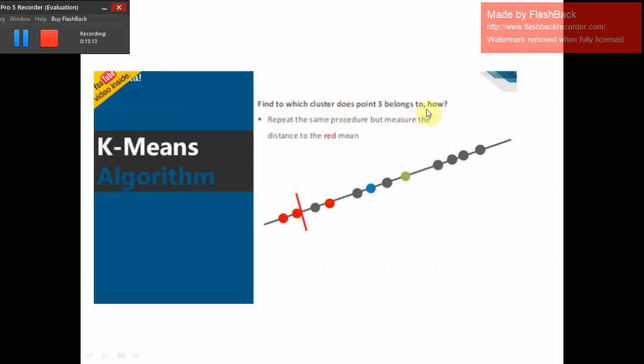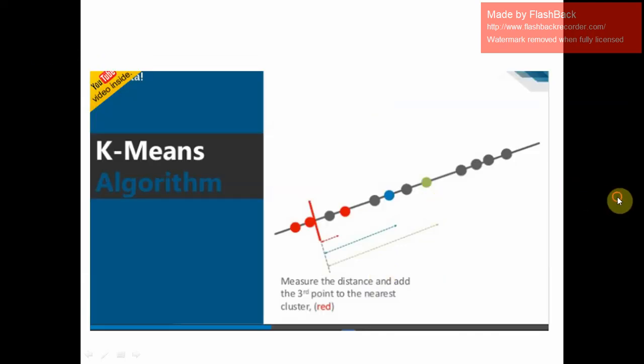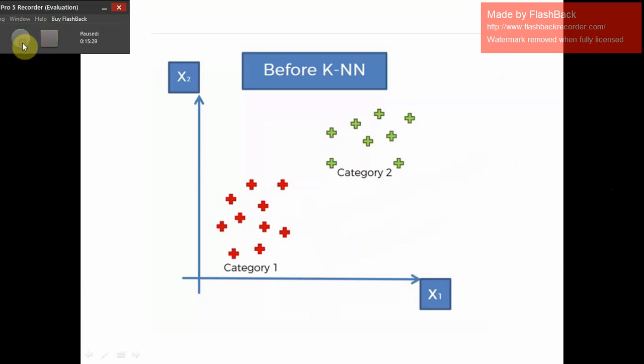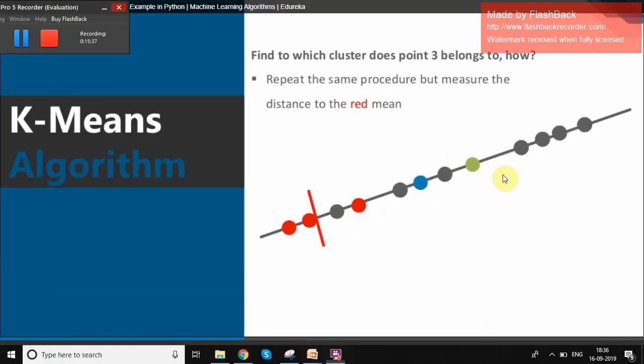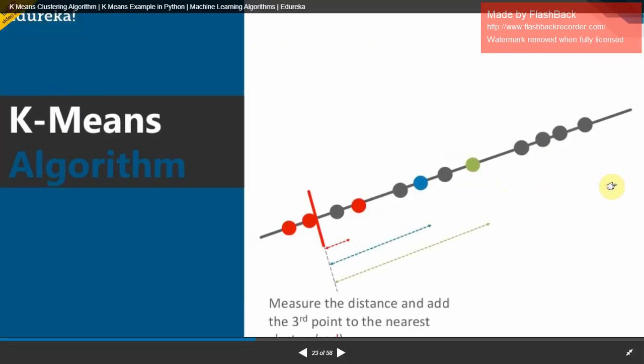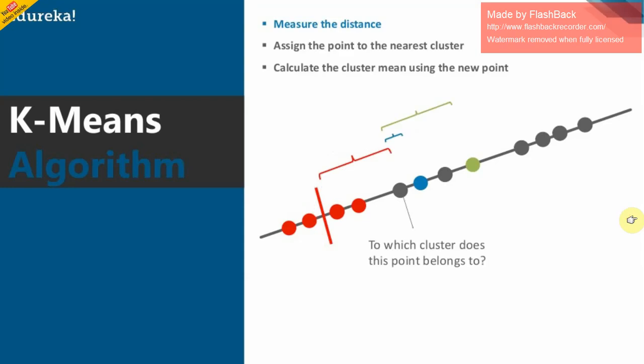To find which cluster the points belong to, repeat the same procedure but measure the distance to the red. Measure the distance and add the third point to the nearest cluster, red. After calculating the nearest neighbor to find out which point belongs where, measure the distance and add the third point to the nearest. Calculate the new cluster mean using the very new point and measure the distance. Assign the point to the nearest cluster.